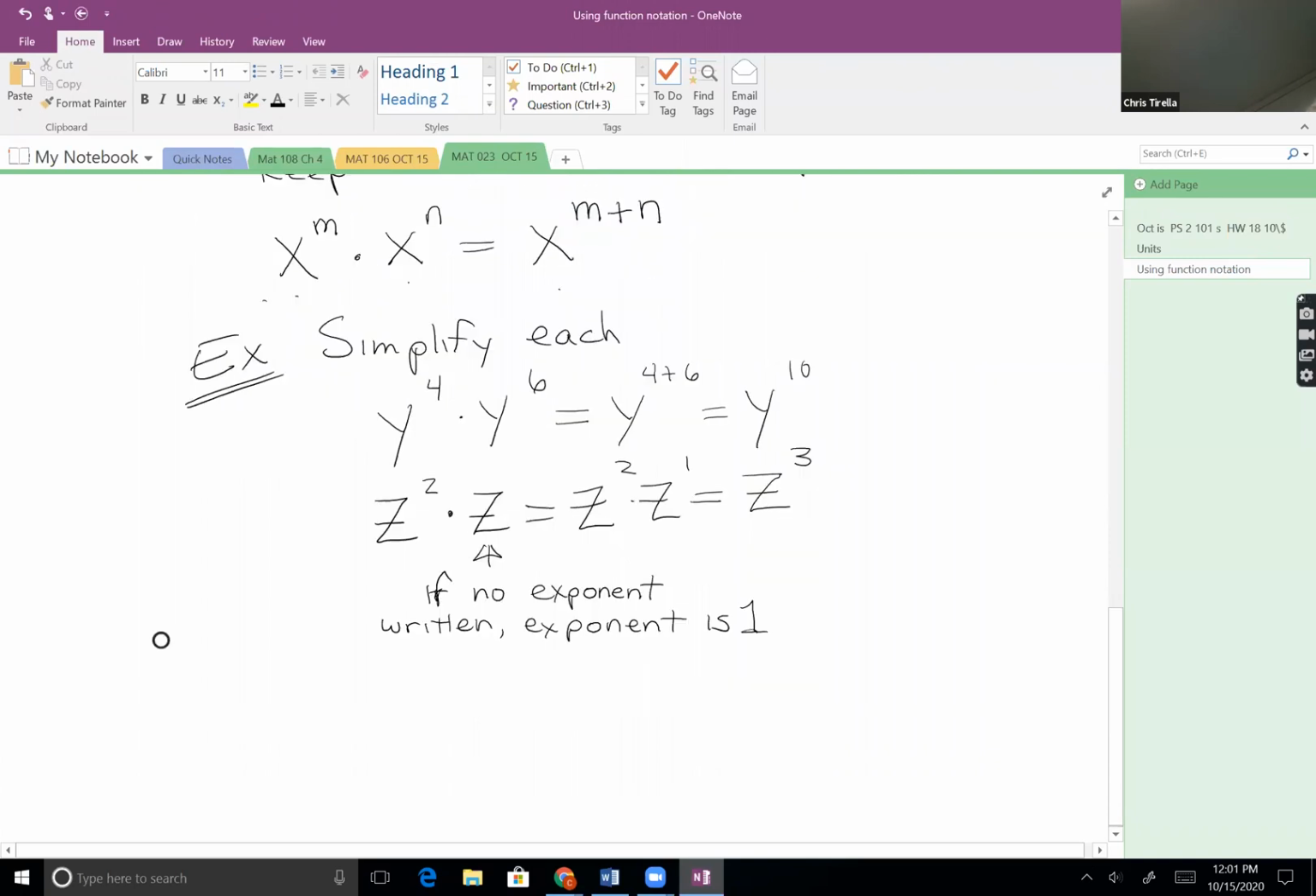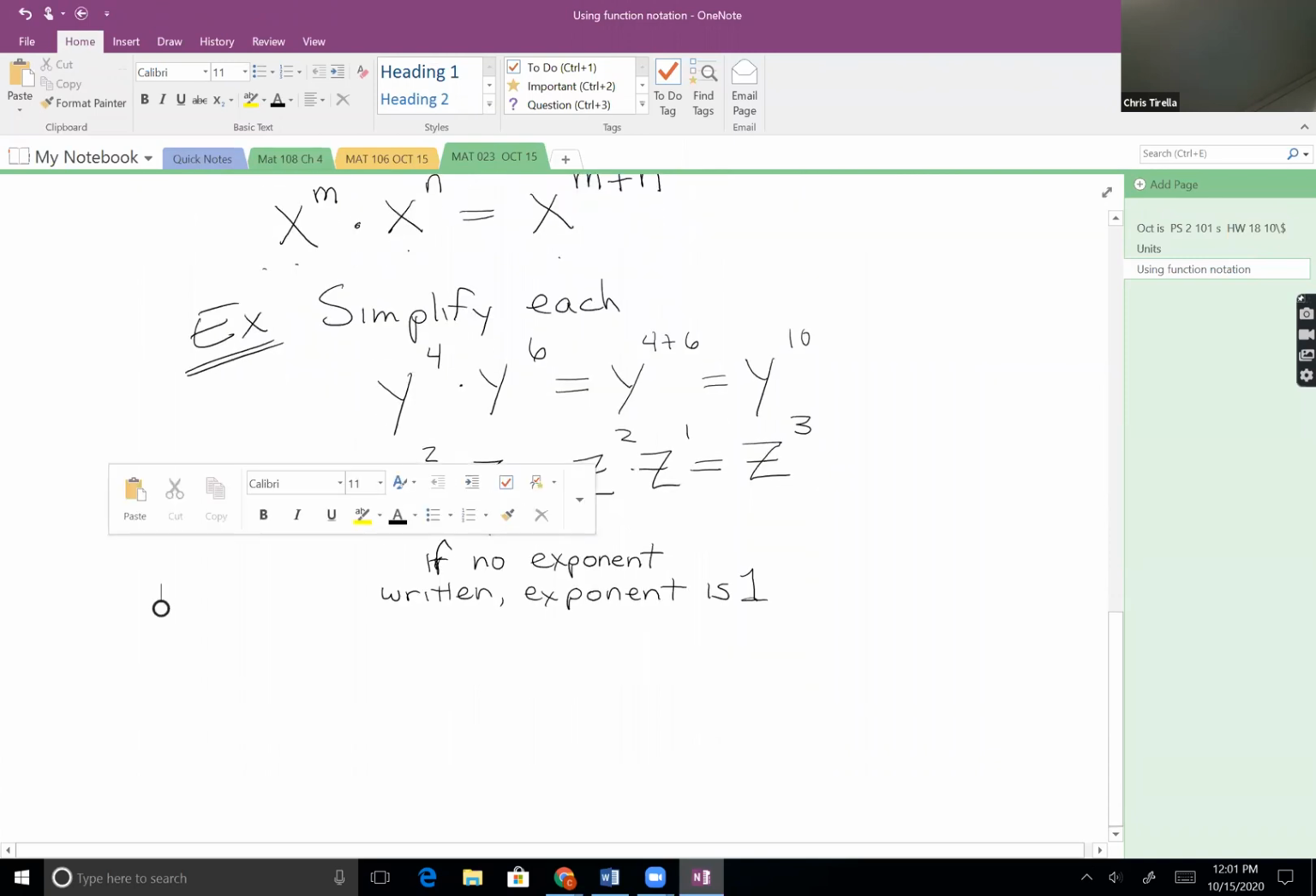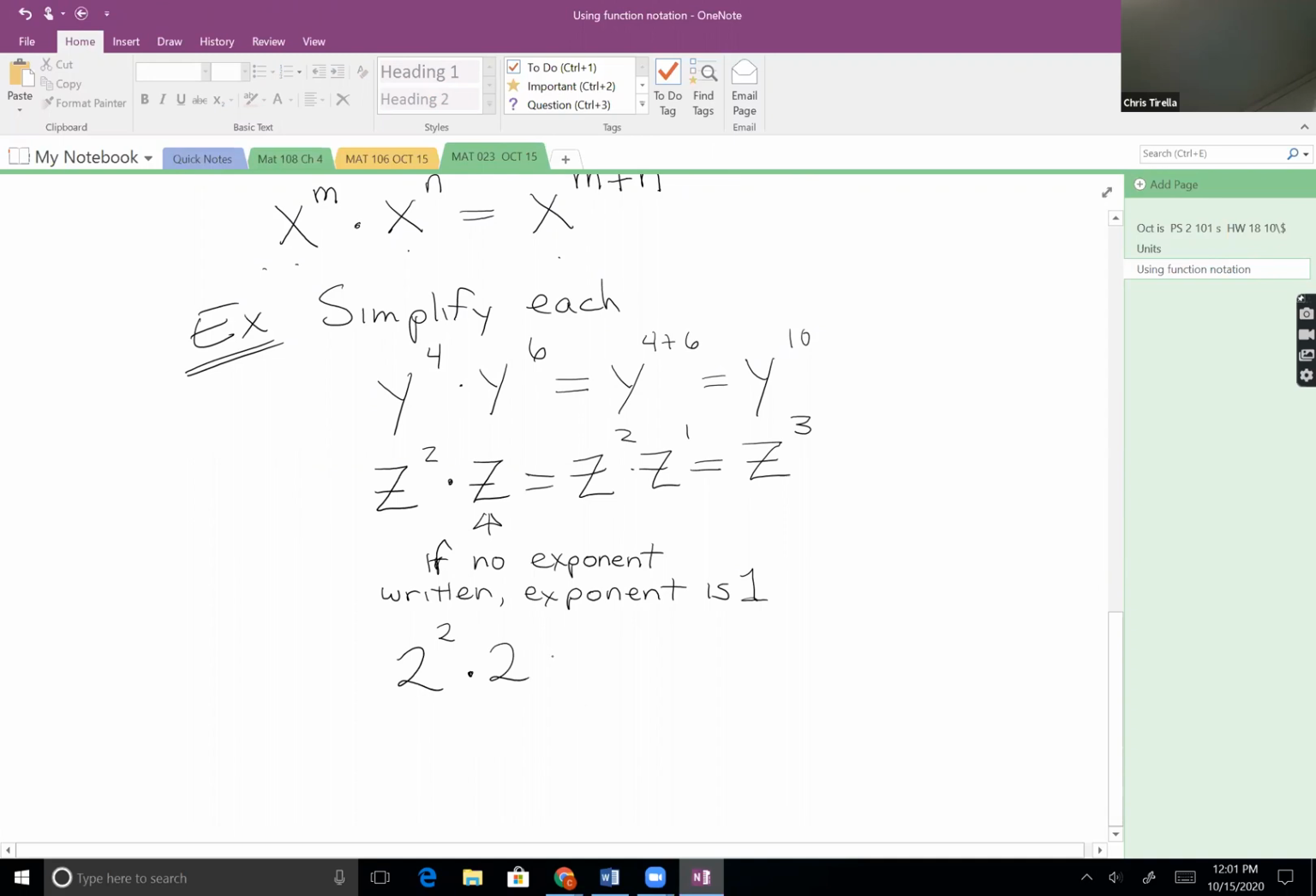Next example, what if I have 2 to the 2nd times 2 to the 3rd? Does everybody see how my bases are the same? Up here, when my bases were both y, in my final answer, the base was y. When my bases were both z, in the final answer, my base was z. When my bases are both x, in the final answer, my base was x.